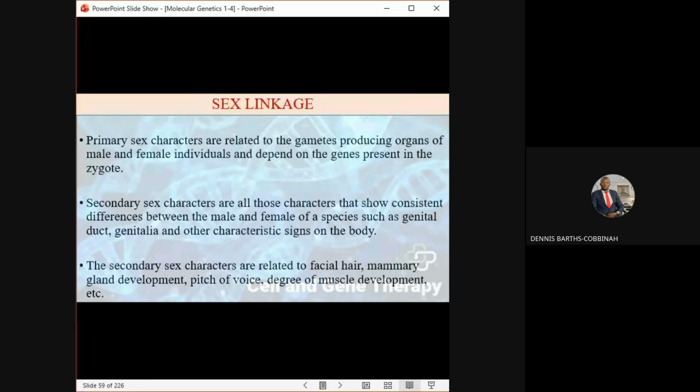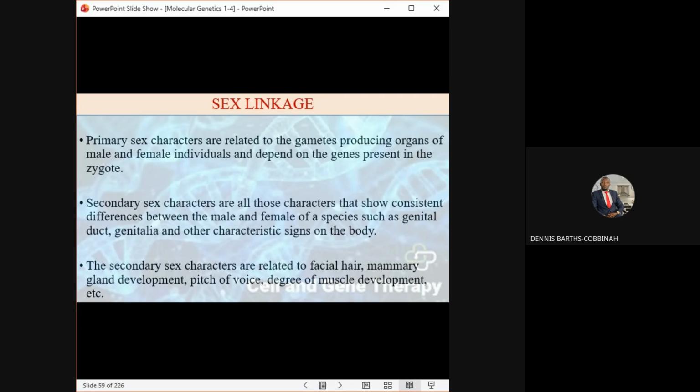Okay, so we are going to continue our lesson on sex linkage. The primary sex characteristics are related to the gamete, as we all know, and that determines the maleness or the femaleness of an individual presenting in the zygote. That is quite different from how secondary sex determination is observed.